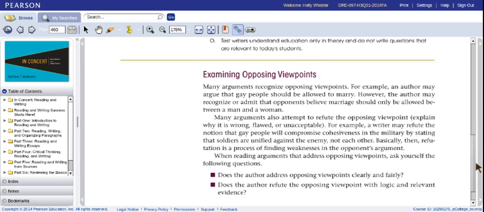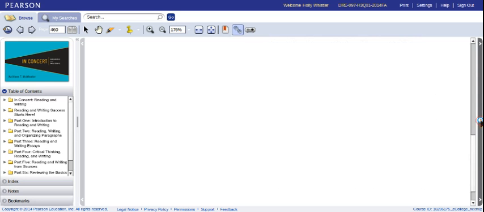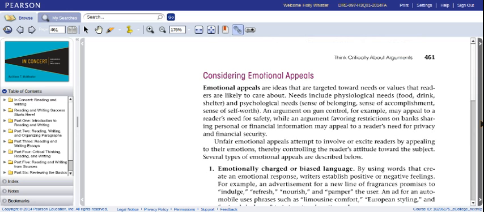Now, when you're acknowledging opposing viewpoints, as you read, ask yourself if the author is being clear and fair, that the author is not picking and choosing, or what they call cherry picking, opposing viewpoints, like the ones that are really easy to dismiss. And does the author refute the opposing viewpoint with logic and relevant evidence? So again, evaluating the evidence and whether it's relevant.